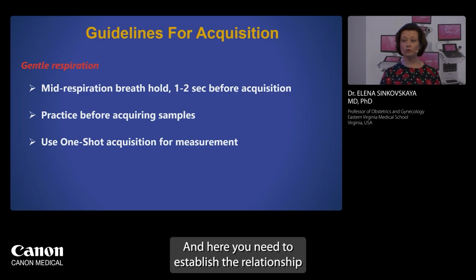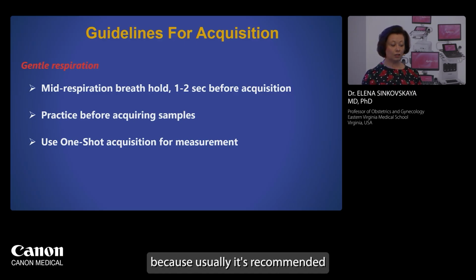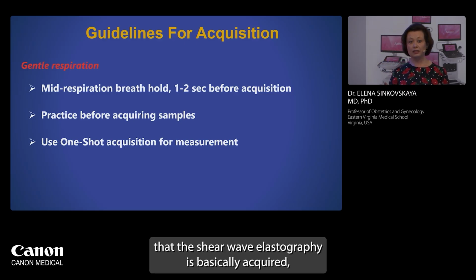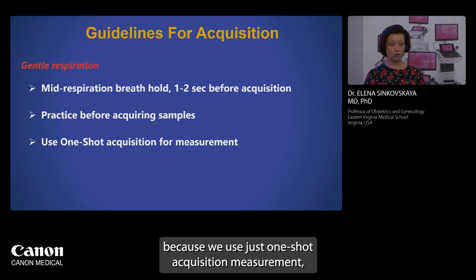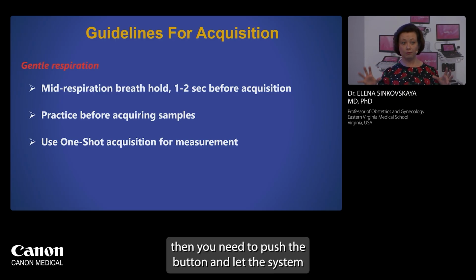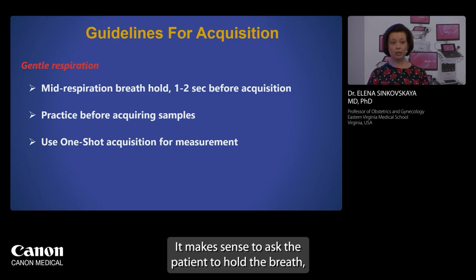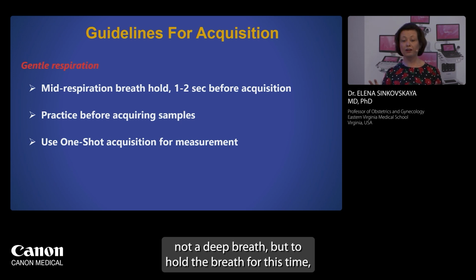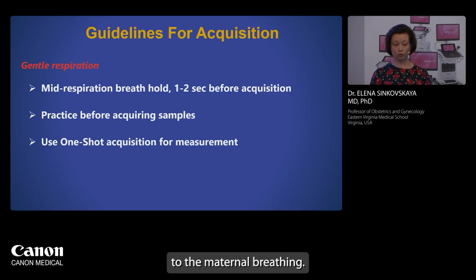And here you need to establish a relationship with your patient and work as a team. Usually it's recommended that shear wave elastography is performed during quiet breathing, and the acquisition is very short because we use just a one-shot acquisition measurement. So that's 1 to 2 seconds, then you need to push the button and let the system collect this information. It makes sense to ask the patient to hold the breath, not a deep breath, but to hold the breath for this time in order to avoid any artifacts related to maternal breathing.